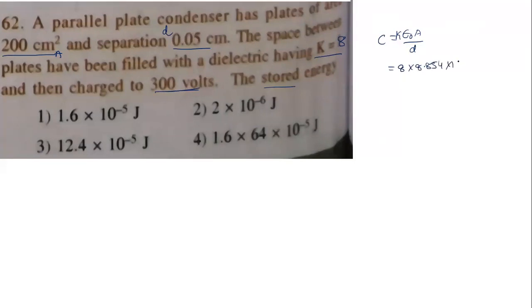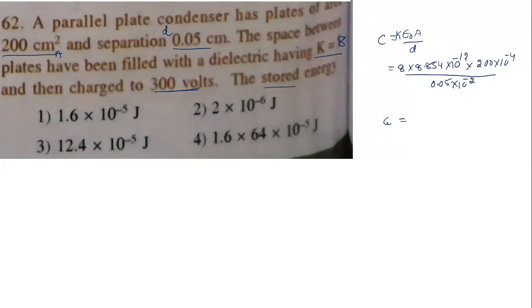8.854 into 10 power minus 12 into area, how much is given? 200 centimeter square, so 200 into 10 power minus 4, conversion from centimeter to meter, divided by distance between them, how much is it? 0.05 into 10 power minus 2. Why 10 power minus 2? Because it is centimeter. Now simplify, what do you get?